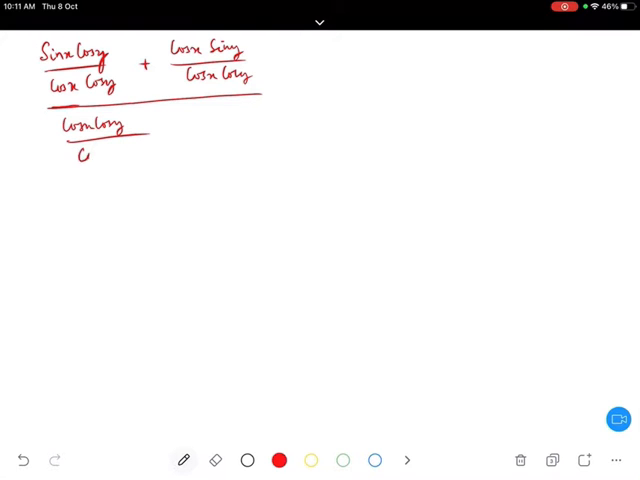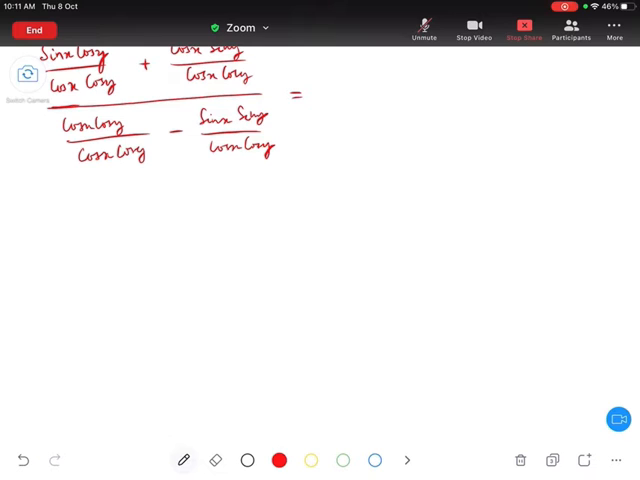Cos x cos y divided by cos x cos y, minus sin x sin y divided by cos x cos y. Okay, now tell me about the numerator. What happens?